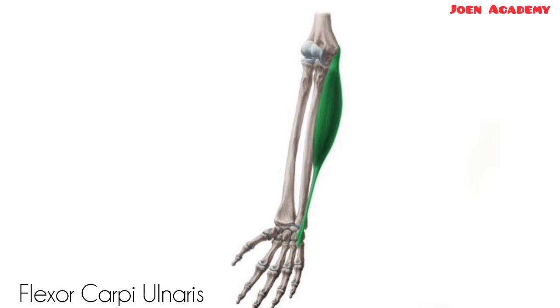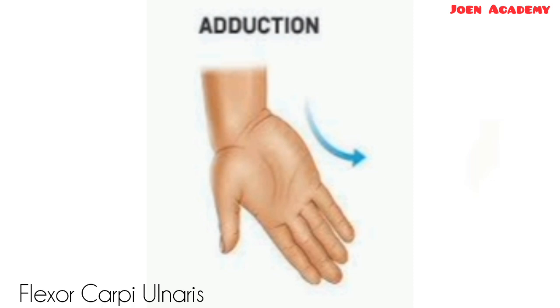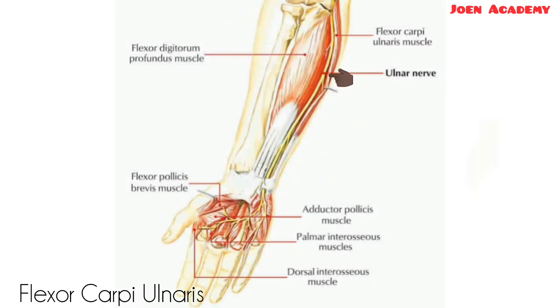As for the insertion of this muscle, the tendon of the muscle passes into the wrist and then inserts at the pisiform bone, hook of hamate and base of the fifth metacarpal. The action of this muscle is the flexion and adduction at the wrist. This muscle is innervated by the ulnar nerve.